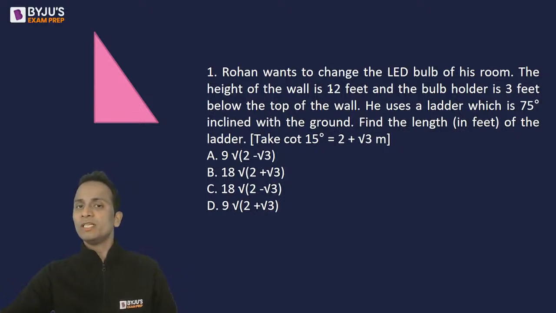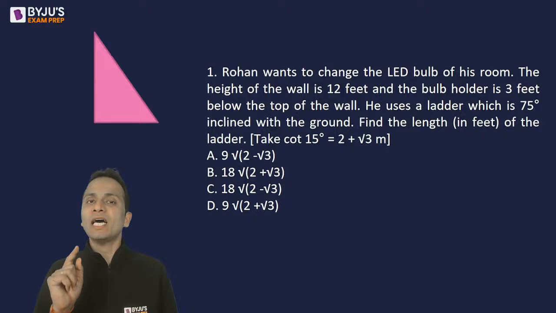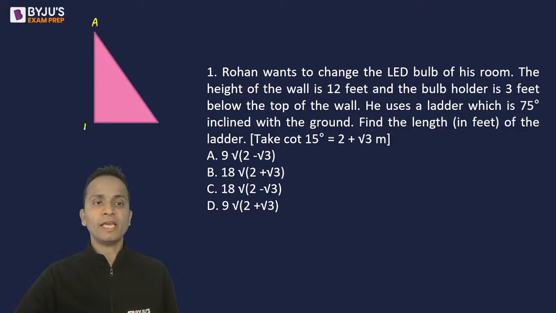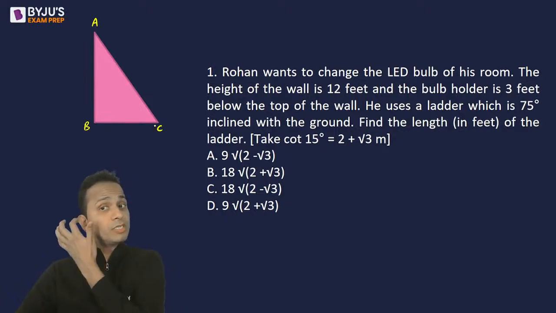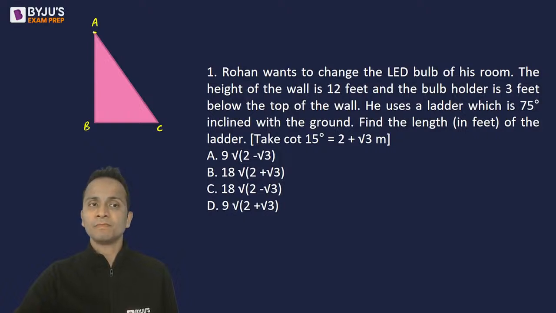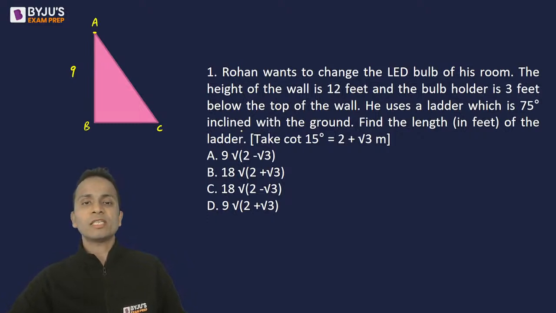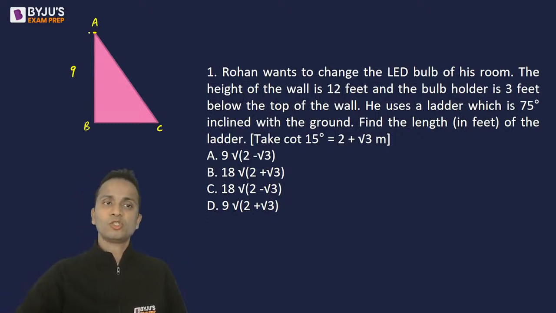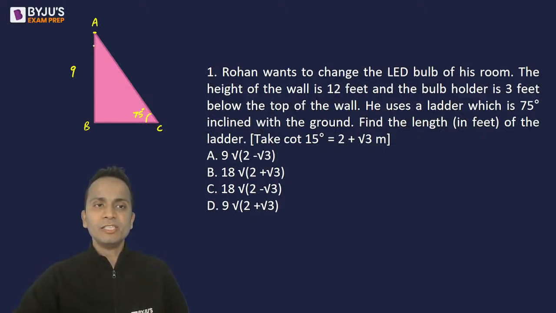Now, the height of the wall is 12 feet and the bulb holder is 3 feet below the top of the wall. So we can say that the bulb holder is at 12 minus 3, that is 9 feet above the ground. Okay, so if I use this triangle ABC, then the height of the bulb holder, which is at A, will be 9 feet from the ground. Now he uses a ladder which is 75 degrees inclined with the ground. So AC is the ladder, and this angle is given as 75 degrees. So this angle will become 15 degrees because angle B is a right angle.